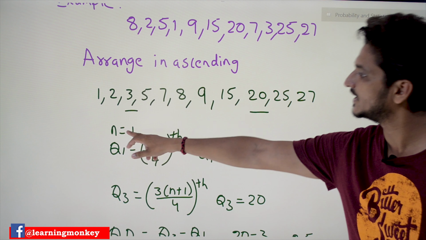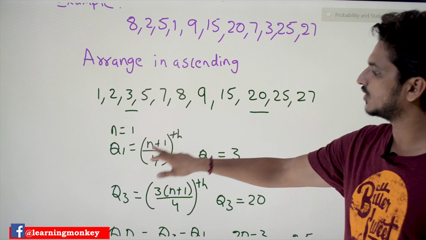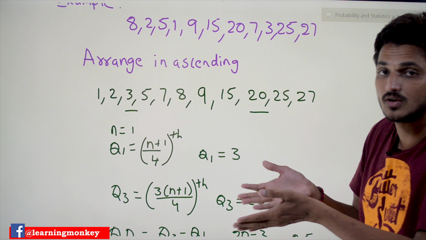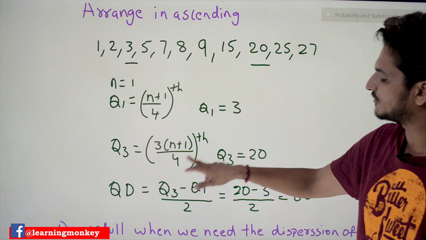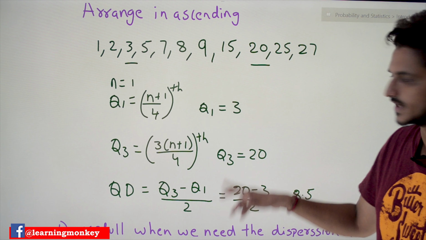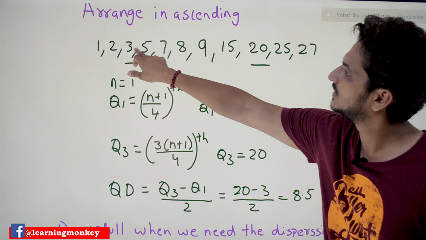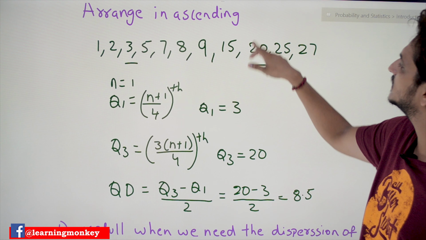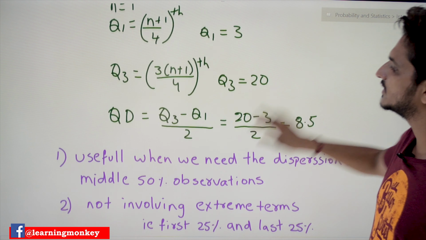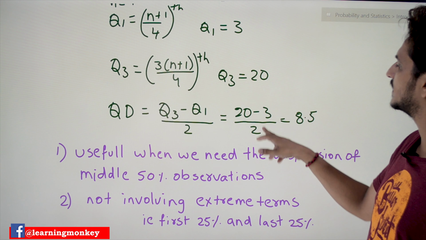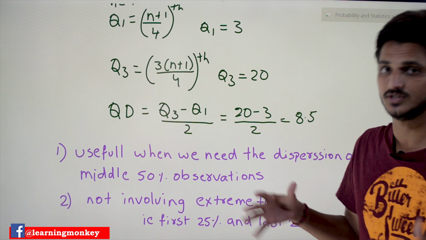Here n is equal to 11, as 11 data points are there. Q1 is the (n plus 1) by 4th observation, and 3 multiplied by (n plus 1) by 4 observation, we call it the Q3 quartile point. So this is our Q1 quartile point, 3, and 20 is our Q3 quartile point. The quartile deviation is (Q3 minus Q1) by 2, that is (20 minus 3) by 2, which is equal to 8.5. This is what our quartile deviation says.